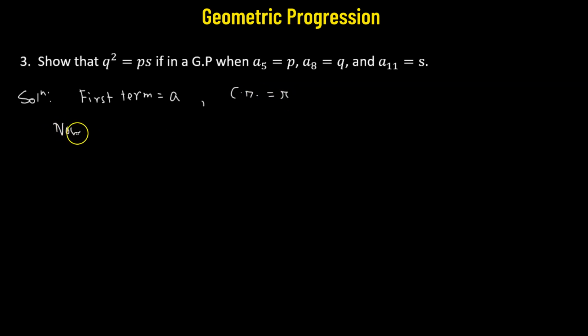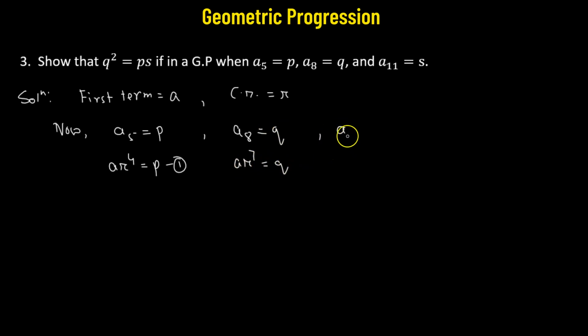Now we can find out the fifth term. The fifth term is p. So our fifth term is ar raised to the power of 4, so this is equal to p. Let it be equation number 1. Then we have the 8th term, which is q. So the 8th term is ar raised to the power of 7, that's equal to q. And then we have the 11th term, which has a value of s. So that means ar raised to the power of 10 equals s. This is equation number 2 and this is equation number 3.